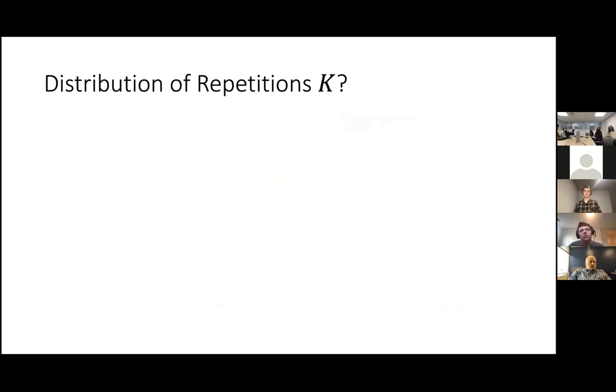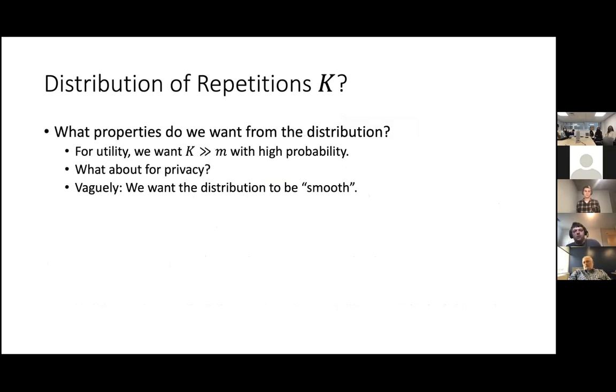Okay, so what distribution am I going to have for the number of repetitions? The first question obviously is, what are the properties that we need? As I mentioned, for the utility front, we just want that k is large with high probability. What's not so clear is what we need for privacy. So I'll get Thomas. Yeah.